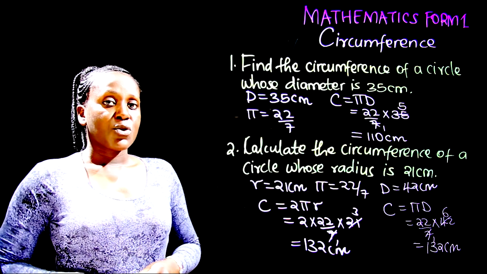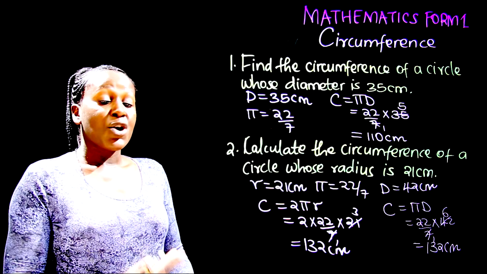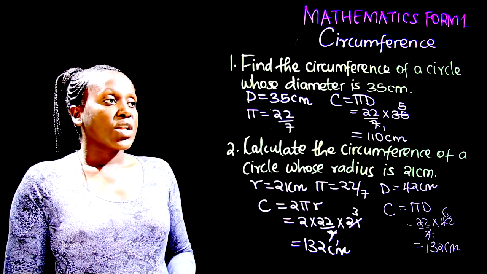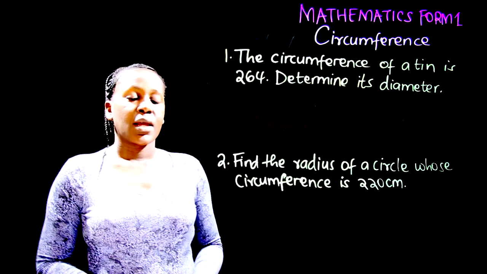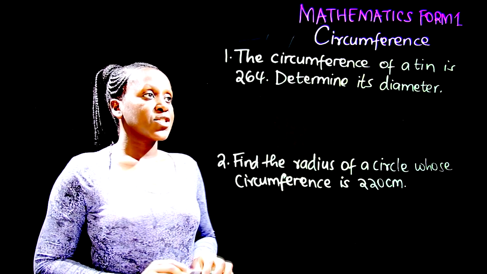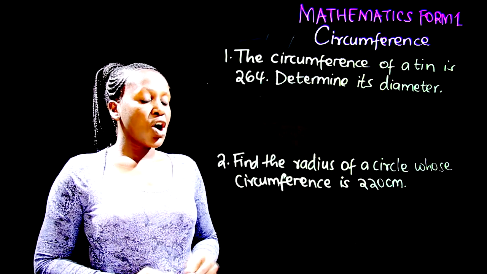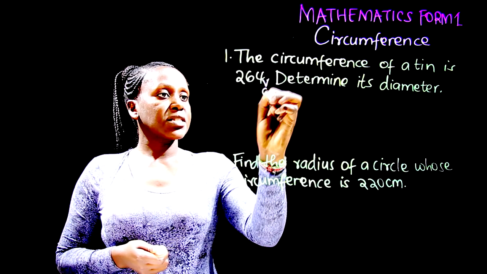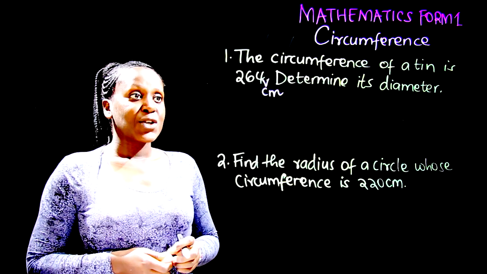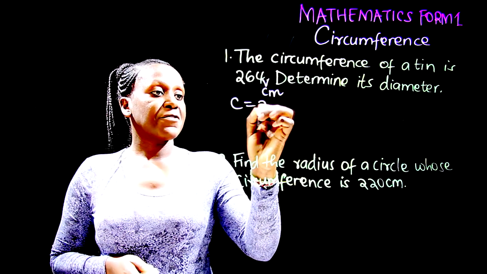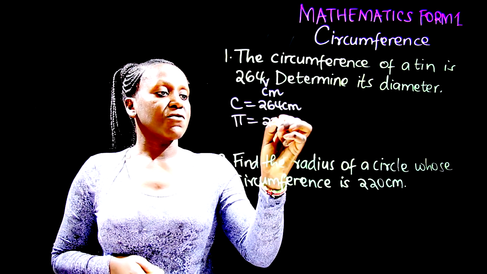So now what happens when you have a circumference and you need to determine either the diameter or the radius of the circle? Let us work out some questions involving that aspect. In the first one, we have the circumference of a tin, which is 264 centimeters, and we are required to determine the diameter of this tin. So we have the circumference as 264 centimeters. We also have pi as 22/7.